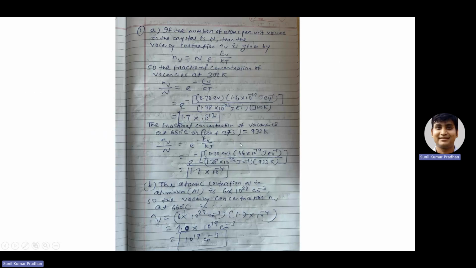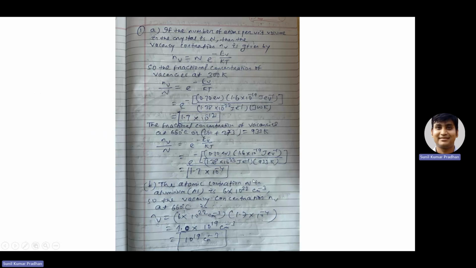We have to do the same thing at 660 degrees centigrade. But before that, we have to convert 660 degrees centigrade into Kelvin. So 660 plus 273 will be 933 Kelvin. So what is my fractional concentration here? e to the power minus Ev by kT. Ev is given as 0.70 eV, which if you convert into joule, is 1.6 into 10 to the minus 19 joule, and K, the Boltzmann constant, is 1.38 into 10 to the minus 23 joule per degree Kelvin. T is the temperature, that is 933. So your fractional concentration will be 1.7 into 10 to the power minus 4.